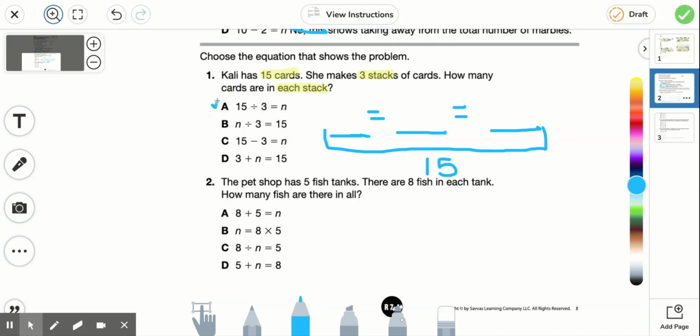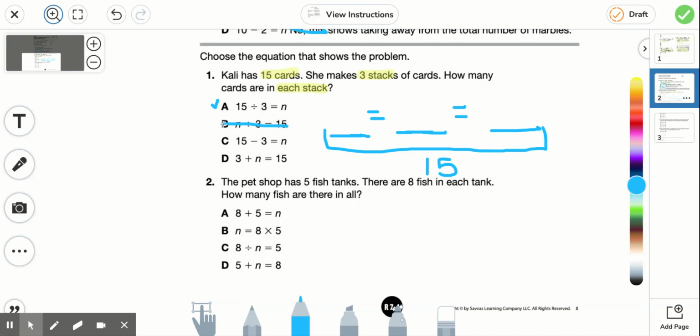I'll put a little check. A number divided by 3 is 15. 15, 15, and 15. Would there be 15 in each of these stacks? No, that doesn't make any sense, right? 15 is our total number. So I know that it can't be B.